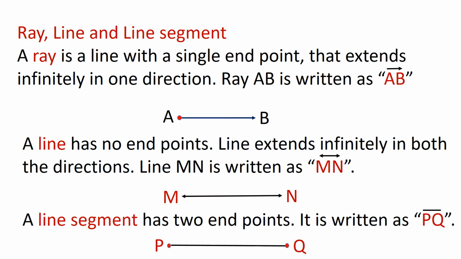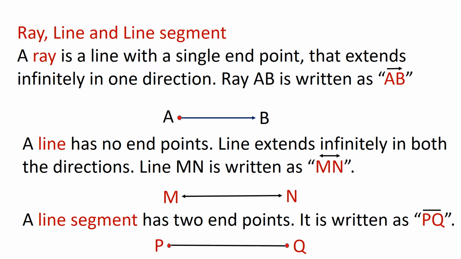Children, let us now see what is a ray, a line segment and a line. A ray is a line with single endpoint that extends infinitely in one direction. Ray AB is written as shown here. You can see a ray AB drawn below it.